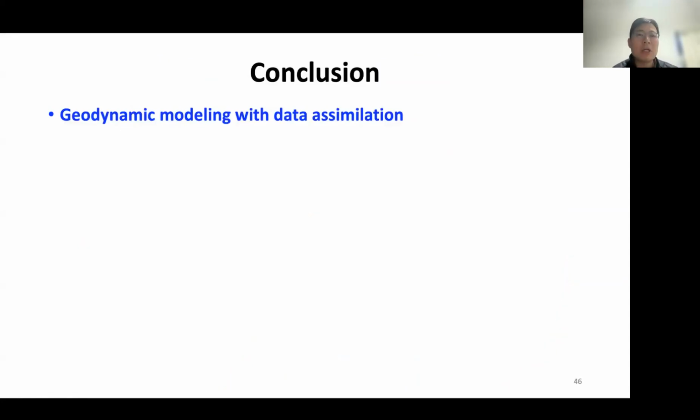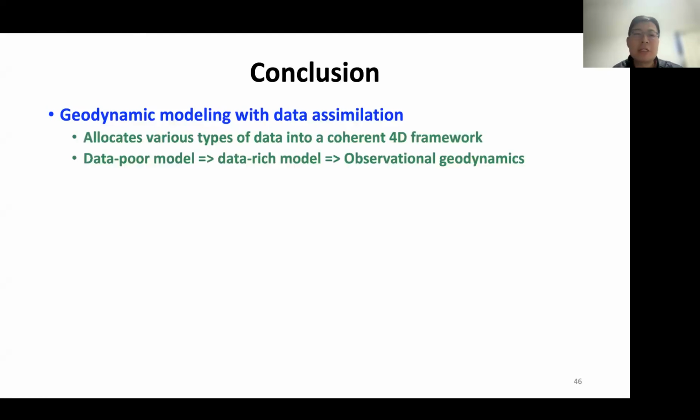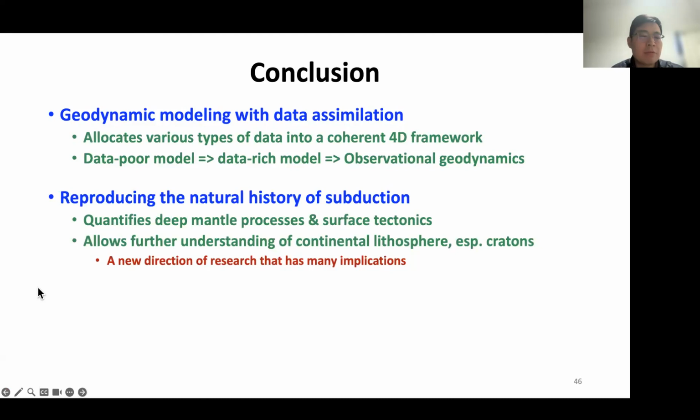Okay, now let me conclude here. I will say that the geodynamic model with data assimilation is quite special because it allocates data into this coherent 4D frame. It's actually no longer just a model. I would call it changing a data-poor model into a data-rich model. It's really observational. We're playing with data basically, right? I call this observational geodynamics, or some other people call it applied geodynamics, right? Anyway, it's different because we're playing with a lot of observation.